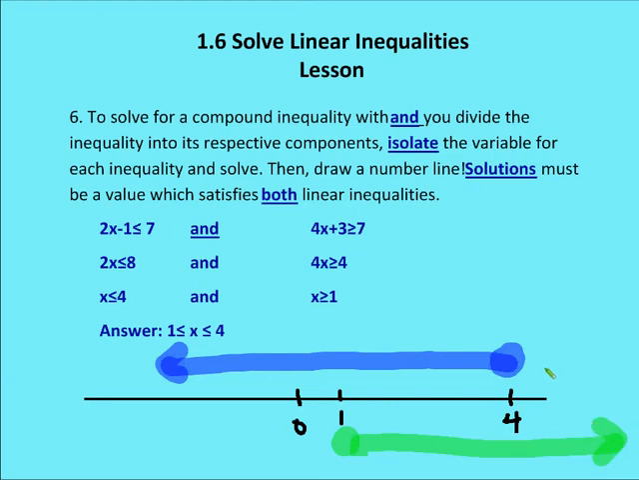So the answer is going to be the portion that satisfies both inequalities, not either one, but both. So we can see that what satisfies both is anything in between, or anything that's going to be inclusive of both the blue and the green line. So it's going to be from 1 here, inclusive of 1 because we have that equal sign, and 4 and inclusive of 4 because we have that equal sign here. So anything between 1 and 4, that's going to be your answer. And you're going to write that as x is greater than or equal to 1, but less than or equal to 4. Okay, so remember, if you have or, it's going to be either or.